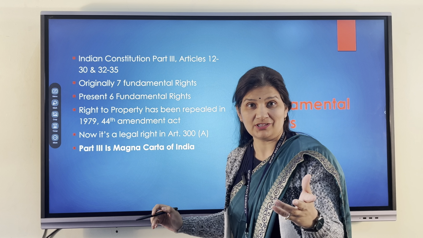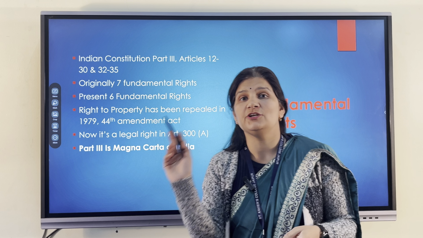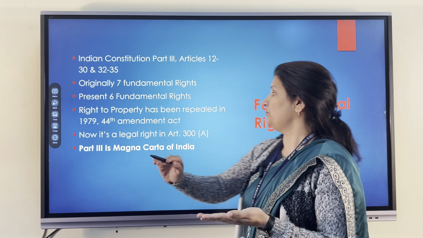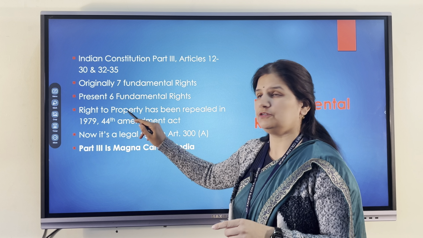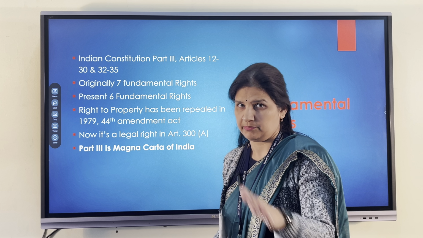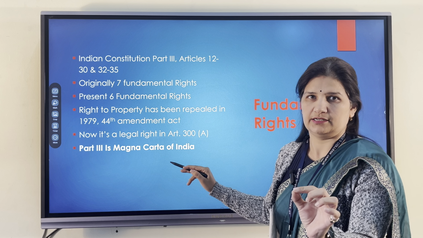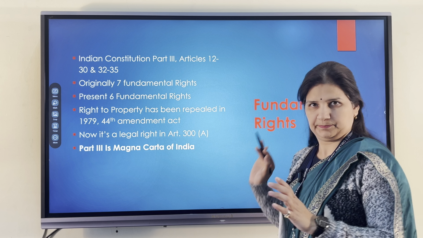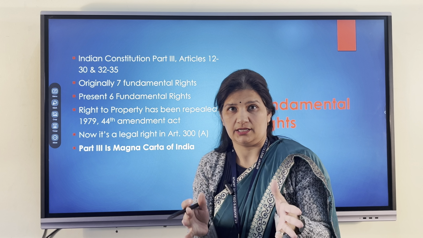So, what about the seventh? Right to property. Initially, it was mentioned in Article 31, and it was repealed in 1978 by the 44th Constitutional Amendment. So right now, it is a legal right mentioned in Article 300A. Is it clear?